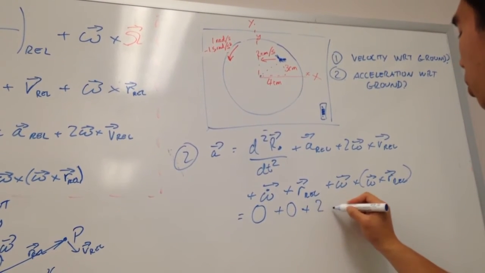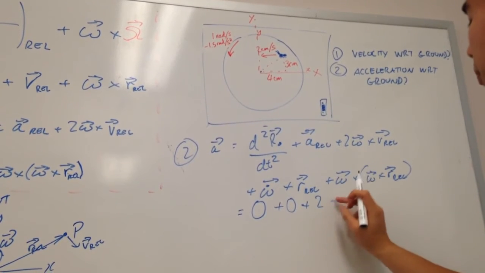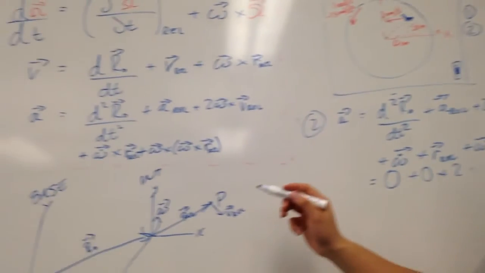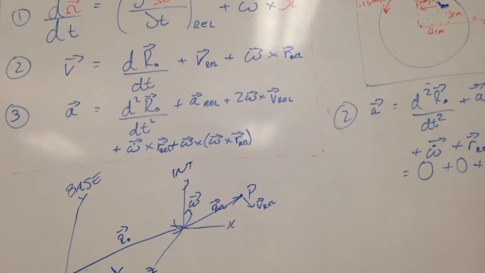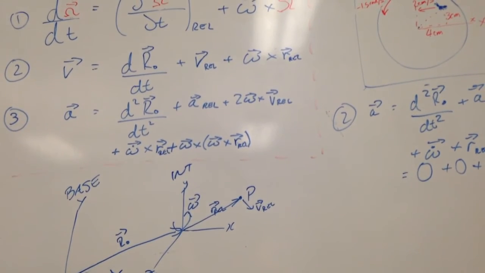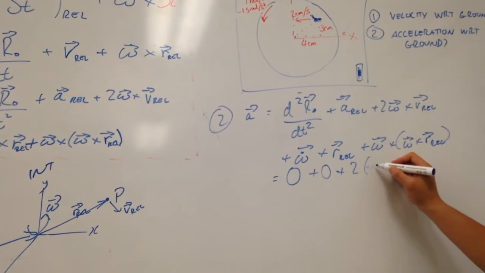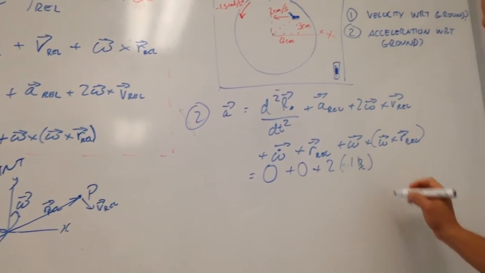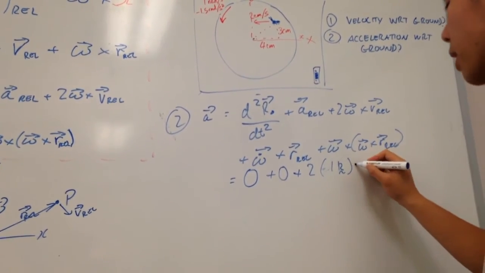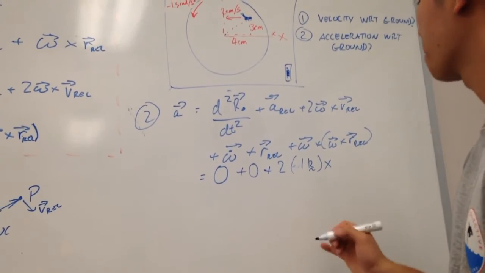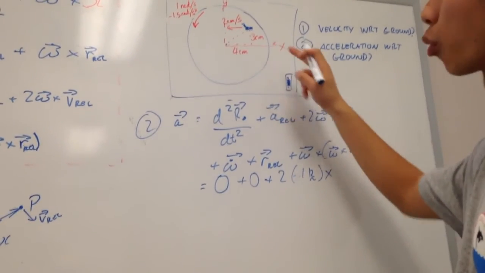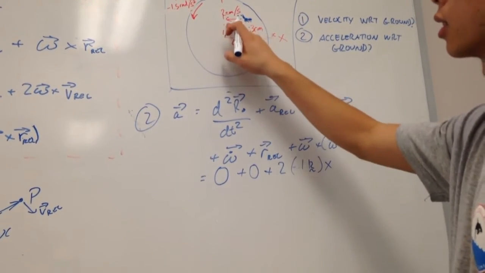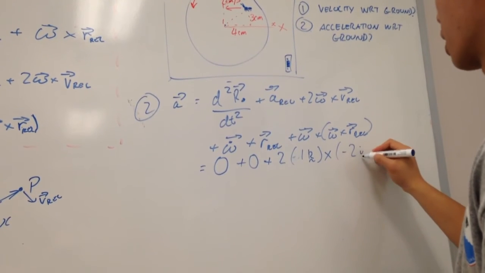We've got plus 2 times omega, which was the angular velocity of the intermediate reference frame with respect to the base reference frame, and we figured out that was equal to 1k, from our example before, finding the velocity. And vrel is the velocity of the ant with respect to the intermediate reference frame turntable. So that's -2i.